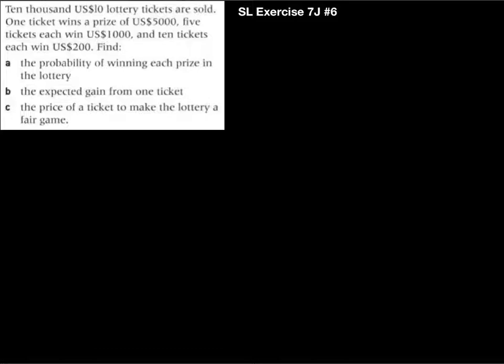table. All right, so it does say that there's a bunch of lottery tickets. One ticket wins a prize of 5,000. 5 tickets each win 1,000, and 10 tickets each win 200. All right, so let's go ahead and make our probability table here.